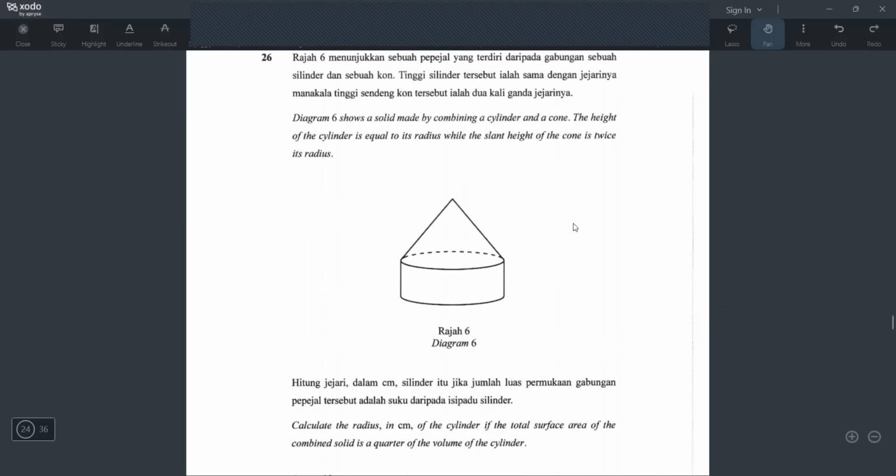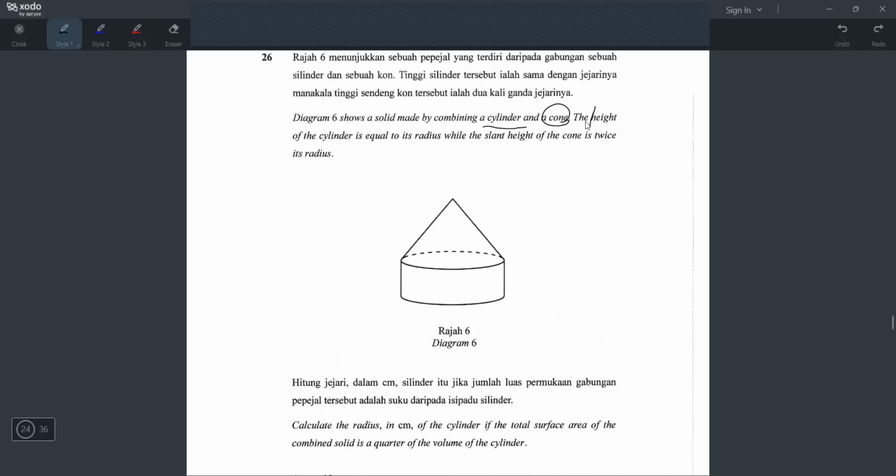Okay, let's continue. Okay, number 26. This looks like a solid geometry question. Okay, let's read. Diagram 6 shows a solid made by combining a cylinder and a cone. Okay, this is the cylinder, this is the cone. Now it says the height of the cylinder is equal to the radius, while the slanted height of the cone is twice its radius. Okay, I'm already lost.